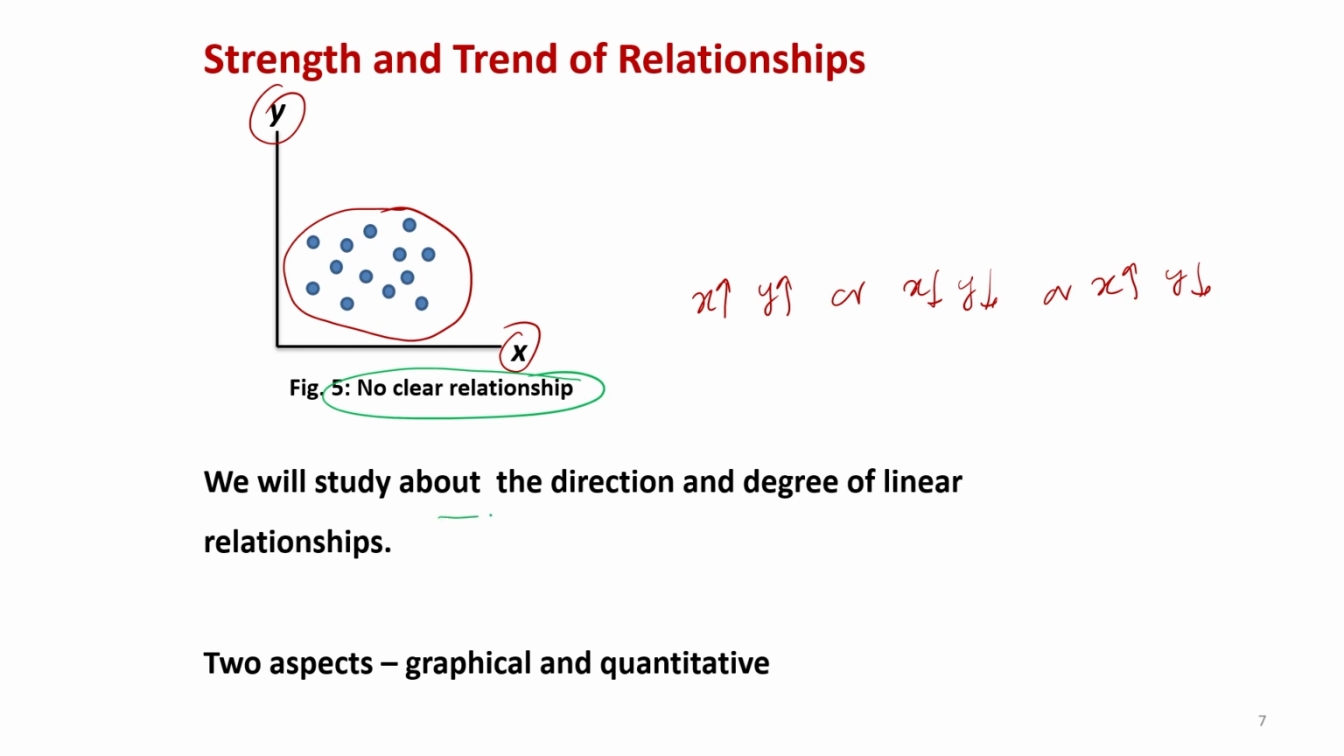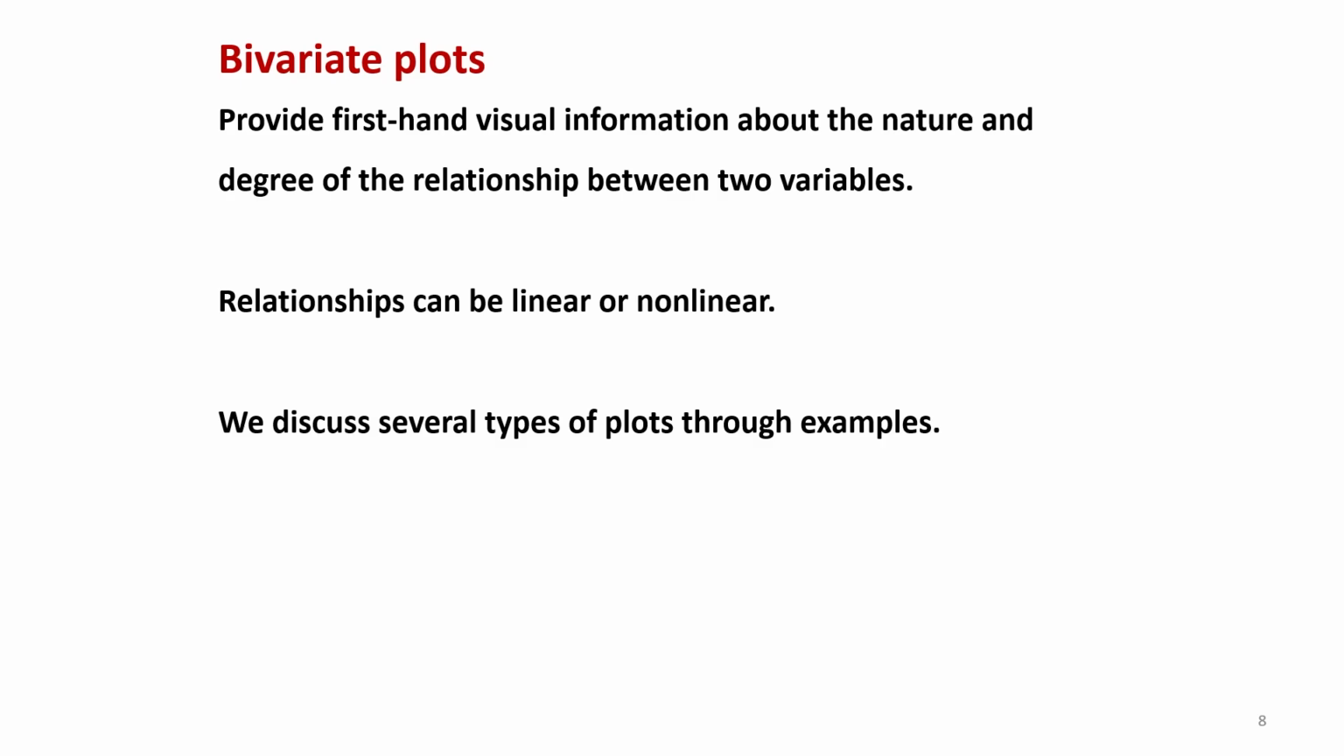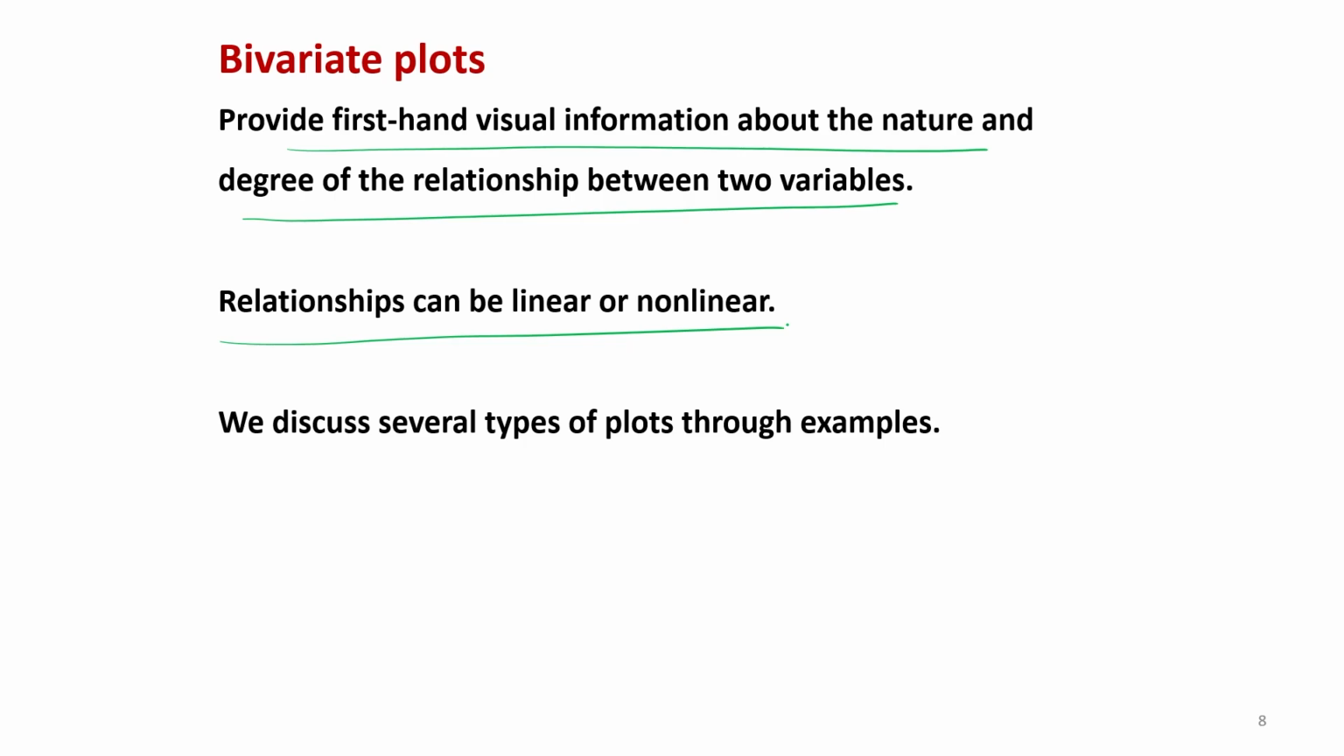Now we will study two aspects of this graphic: one is the direction and the second is the degree of linear relationship. The direction as well as the degree of linear relationship can be studied graphically and quantitatively, right. First, we try to understand bivariate plots, which are the first-hand tool to give us visual information about the nature and degree of the relationship between the two variables, right. As I said, this relationship can be linear or non-linear.